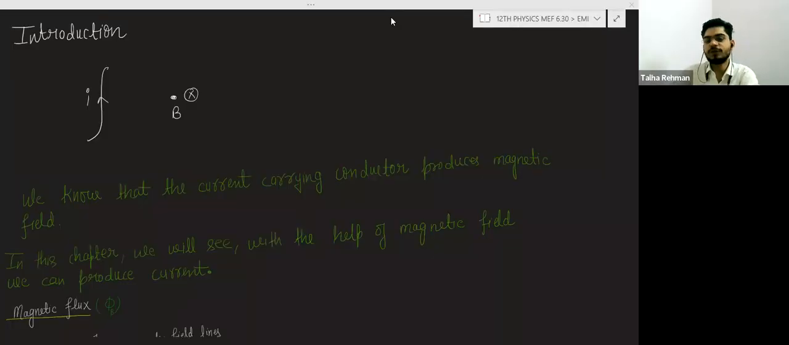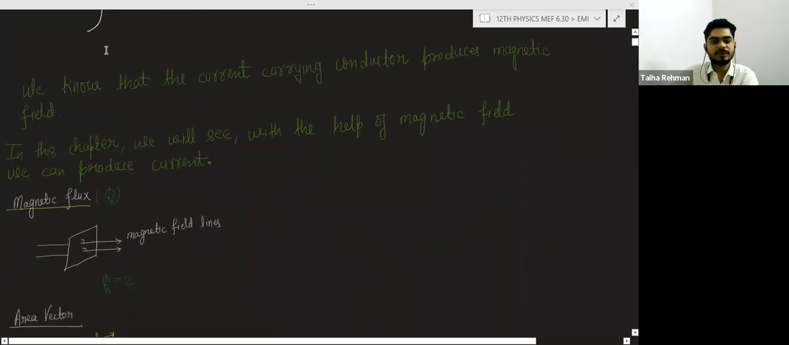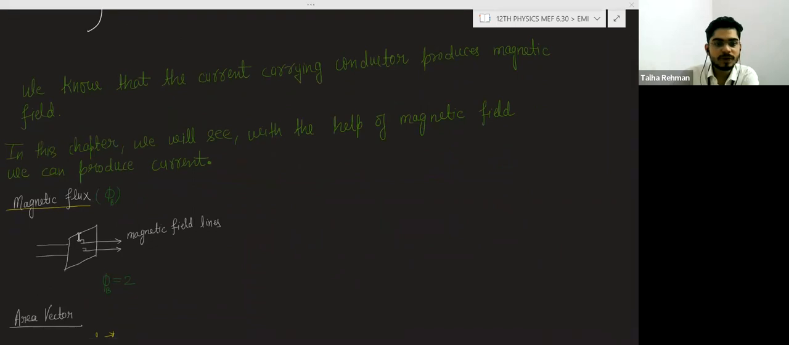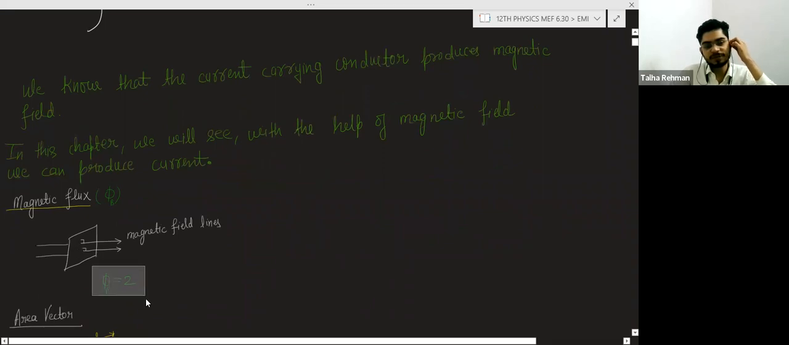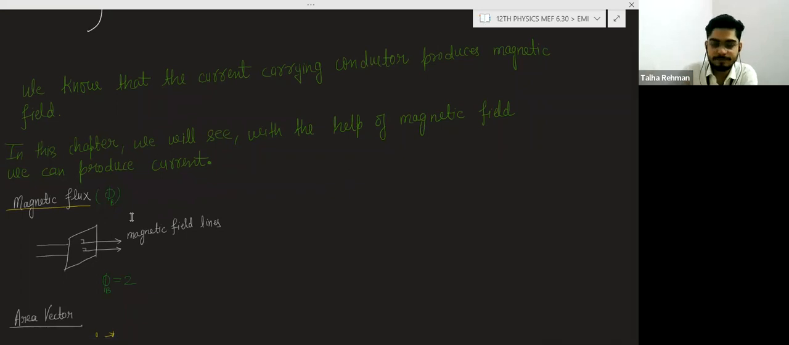What is the unit of the magnetic flux? Here, how many magnetic field lines are crossing this area? Two magnetic field lines. So here the magnetic flux will be 2. And I will represent magnetic flux with phi suffix B. For the magnetic flux, you should know what the area vector is.